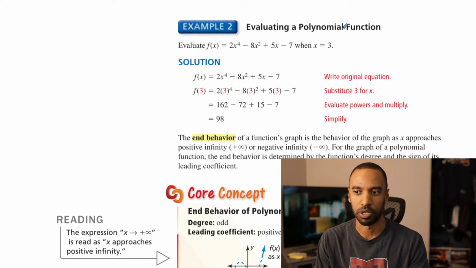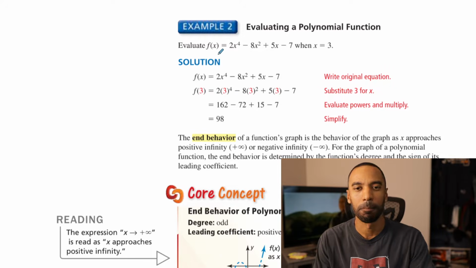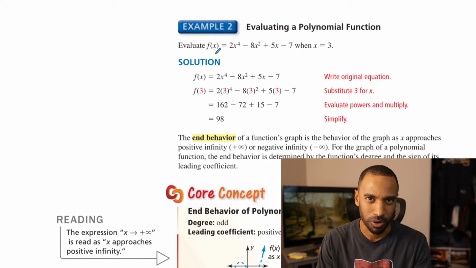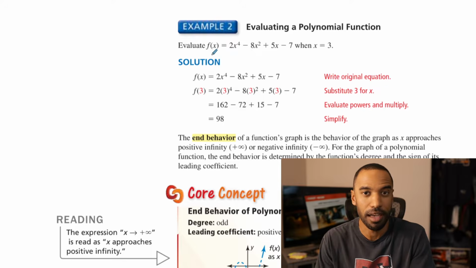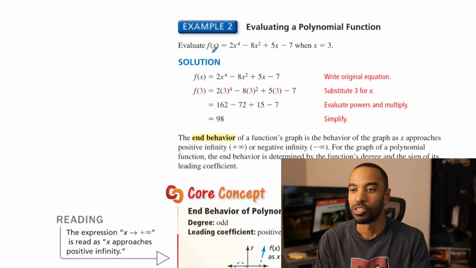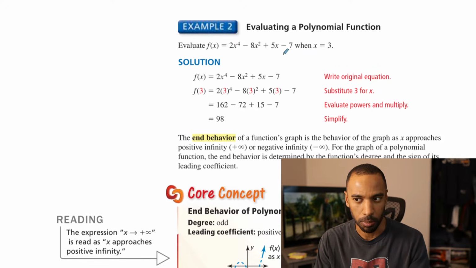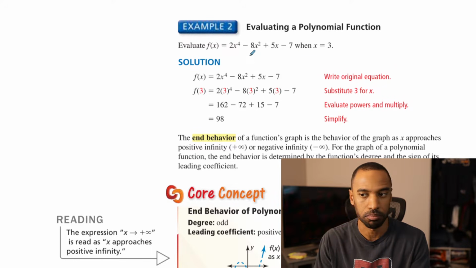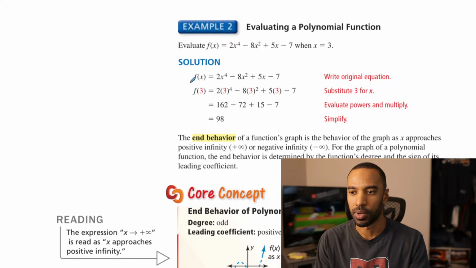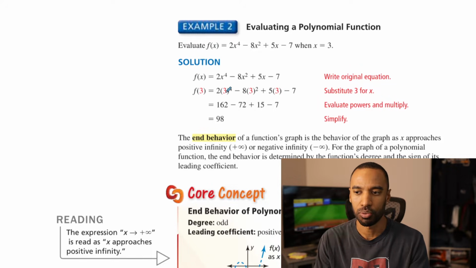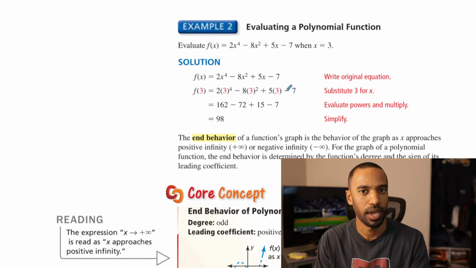Evaluate a polynomial function. Probably one of the easier things you can do, but we need to know how to do it. Make sure you know your order of operations, because this is how we're going to be graphing right now. We're going to use a table. So evaluate f of x equals this function, and it's polynomial, by the way. There's no question about it. They'll make it one. When x equals 3, that means take f of 3. Substitute 3 for x, and figure out what you get.